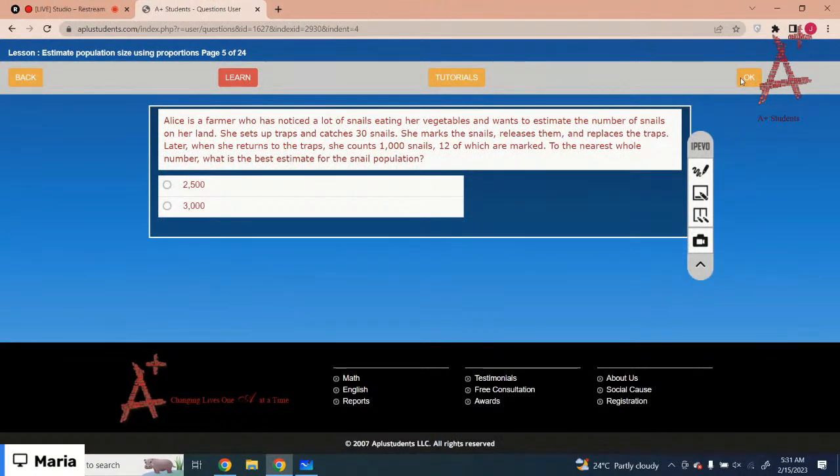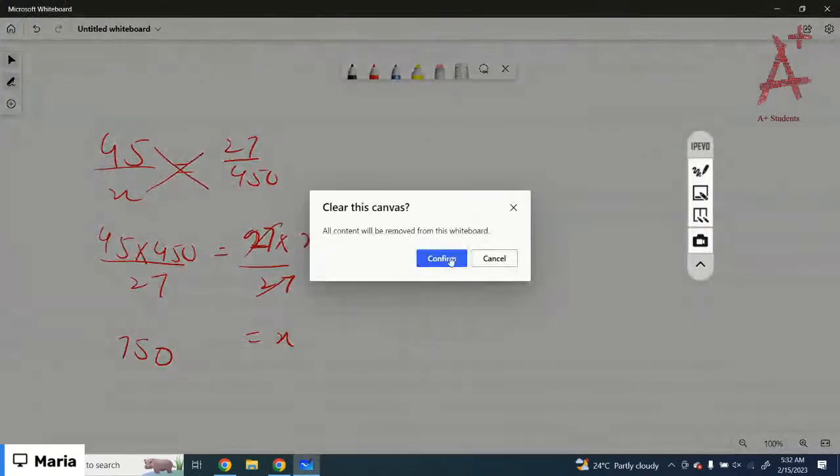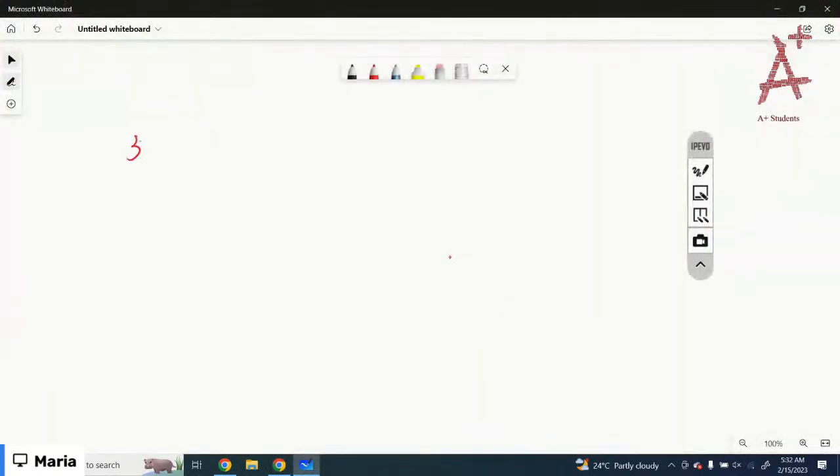You have to be careful while forming the proportion. Let's just do this one. Alice is a farmer who has noticed a lot of snails eating her vegetables and wants to estimate the number of snails on her land. She sets up traps and catches 30 snails. She doesn't know out of how many she catches 30. It would be 30 over x. The original population she doesn't know.